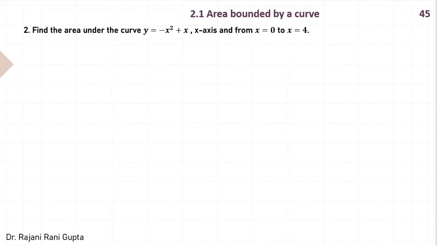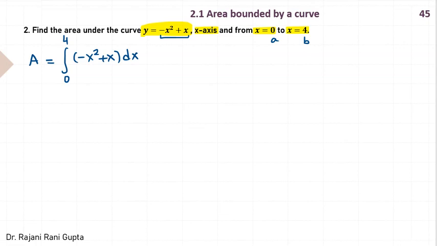Find the area under the curve y is equal to x squared minus x, x-axis and x is from 0 to 4. So, as usual, we write the formula. Area is integral a to b. This is your a, this is your b. So, 0 to 4. This is your function. Minus x squared plus x dx.